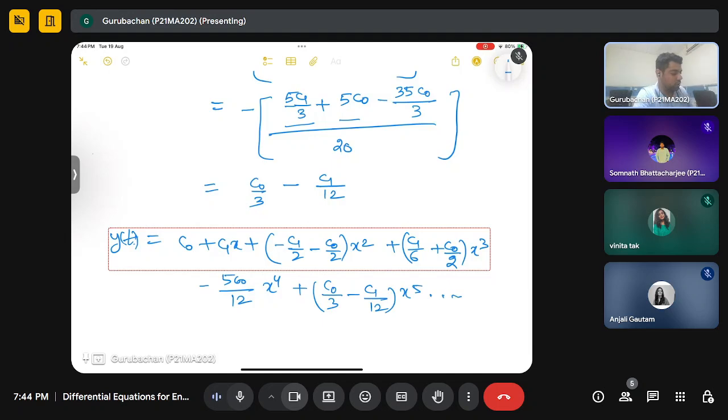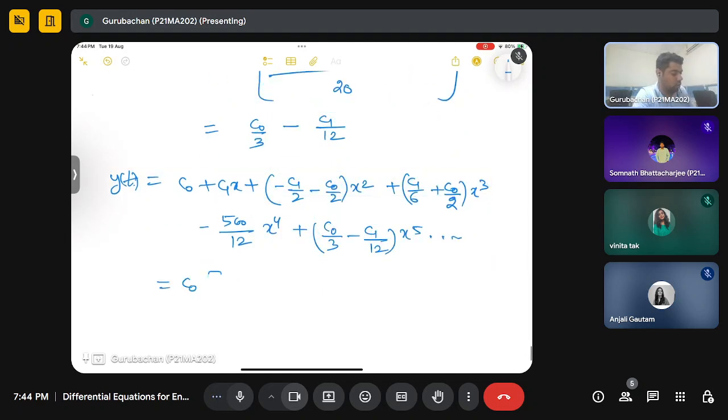And this expression goes on. If you simplify it, you take common C0, then you will get y1(x), and y1(x) is 1 minus x squared by 2 plus x cubed by 2, and here is again C0. So this will be minus 5x to the power 4 divided by 12 plus x to the power 5 by 3, and this expression will go on.